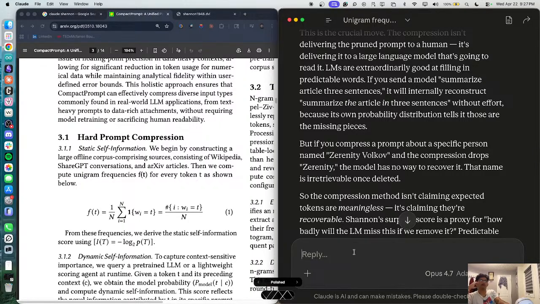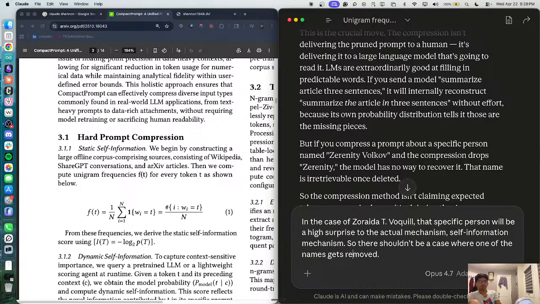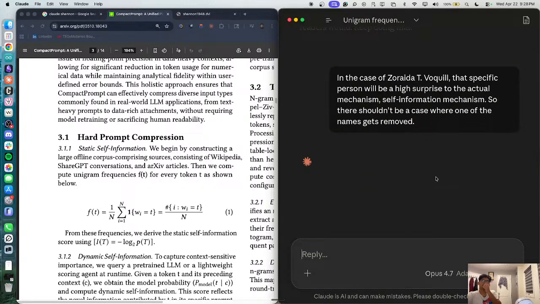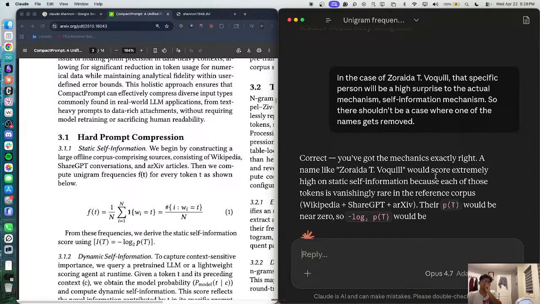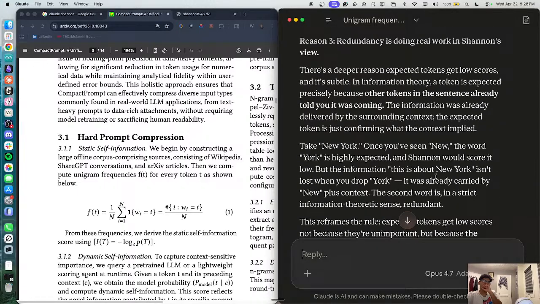I mean, in the case of Serenity Volkov, that specific person will be a high surprise to the actual self information mechanism. So there shouldn't be a case where one of the names gets removed.